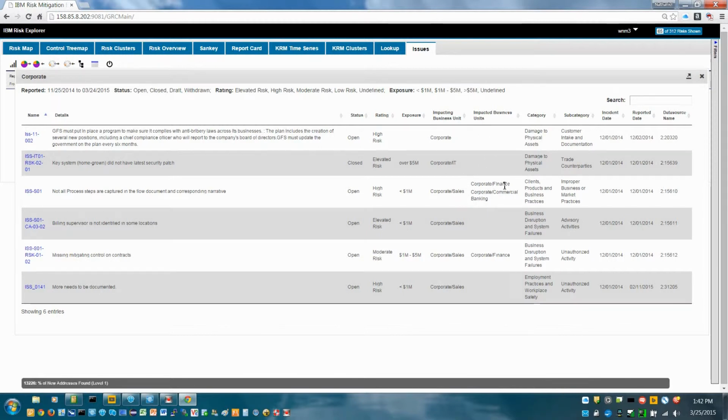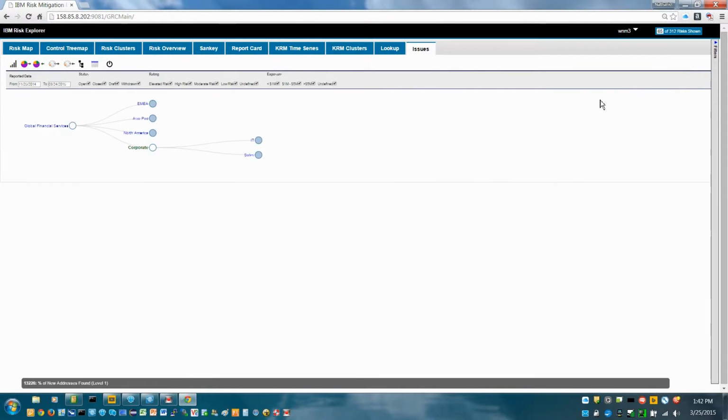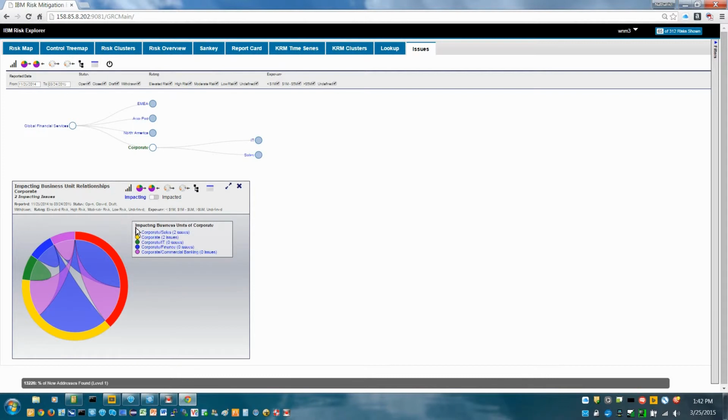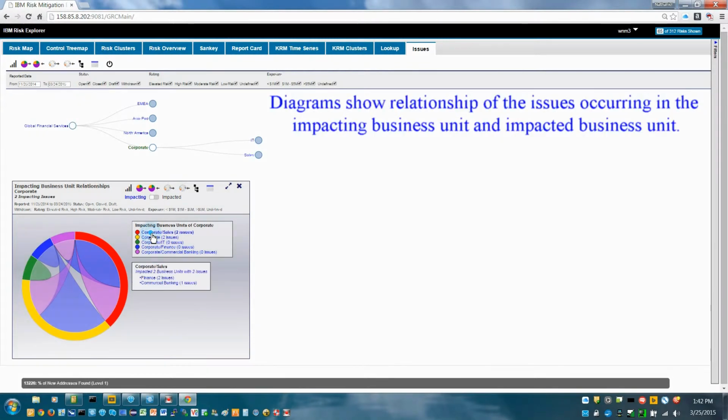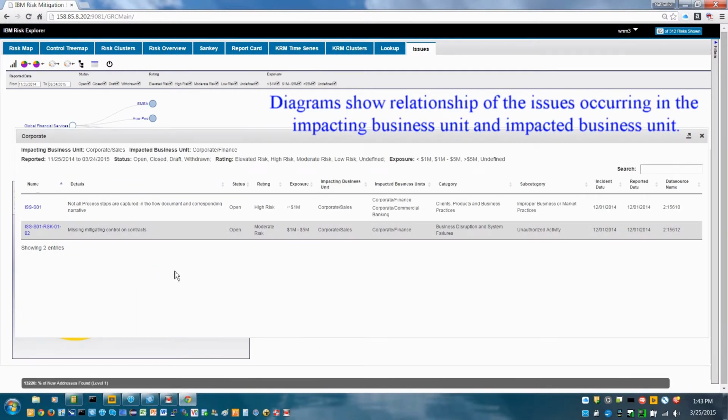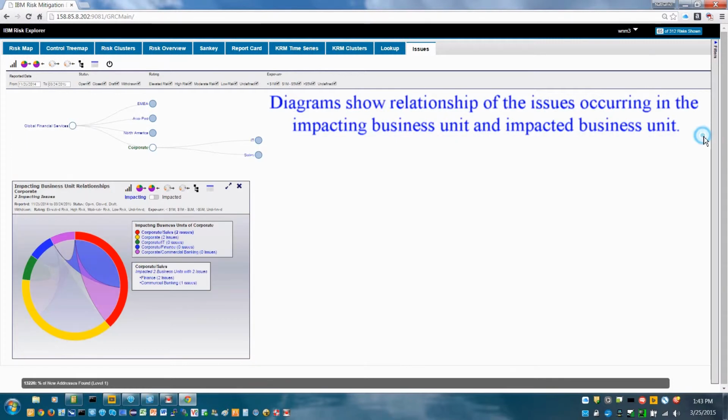These 2 columns show where the issue occurred and who is affected by it. We refer to this as impacting and impacted business units. Let's go back and explore these relationships. By clicking on the icon here, we can see the corporate issues, how they're distributed, and who they affect. So we have corporate sales has 2 issues, and they affect finance and commercial banking. Finance with 2 issues and commercial banking with 1. By clicking on finance, we can see those 2 issues, and here's the impacting and impacted information.